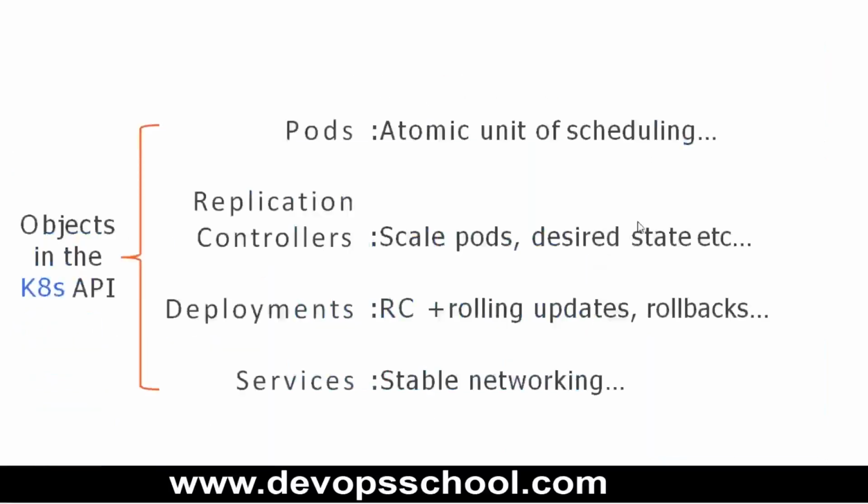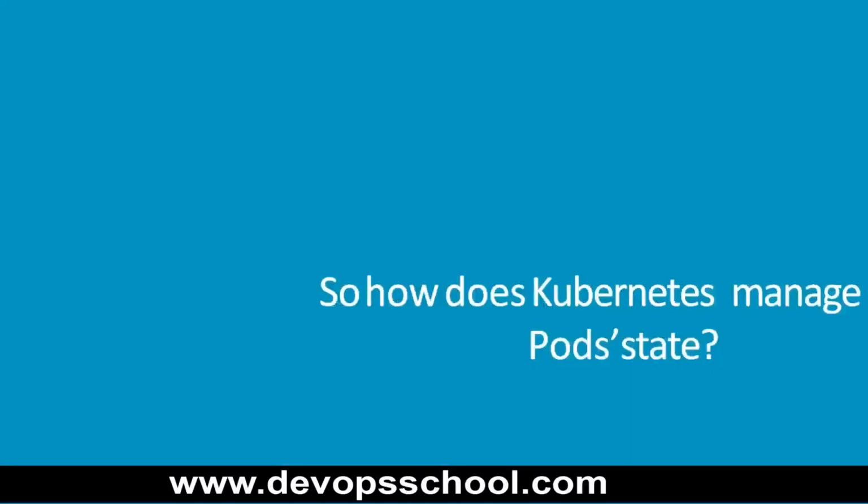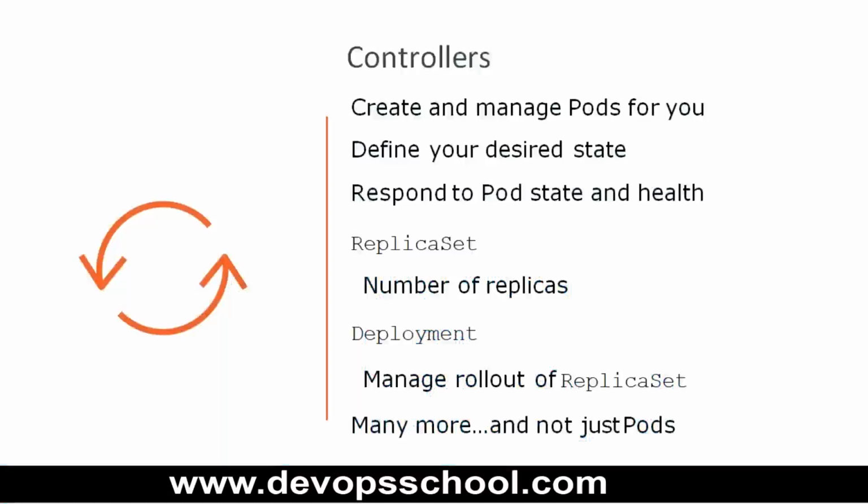Okay, so now these are the objects which we discussed about: pods, replication controller, deployment and services. And these are the behaviors of the controllers which we have discussed. Create and manage a pod for you, define a desired state, respond to pod state and health. Replica set manages the number of replicas, and deployment manages the rollout of the replicas and stuff like that.